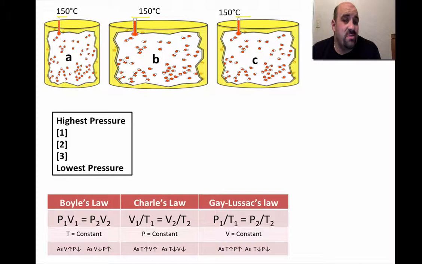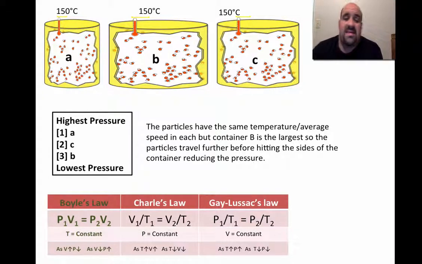So A should have the greatest pressure because it's the smallest and the particles don't have to travel as far to collide with the wall. And C is the second smallest, so it would be ACB. B is the largest, particles travel further, and this is actually Boyle's law. As volume goes up, pressure goes down when temperature is constant.